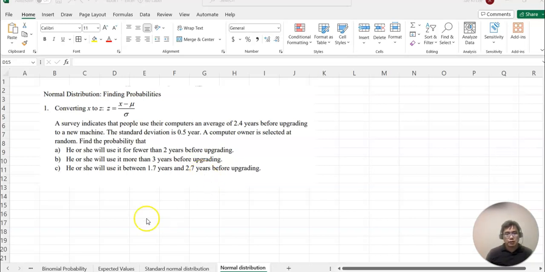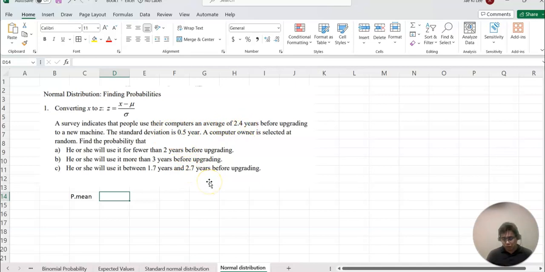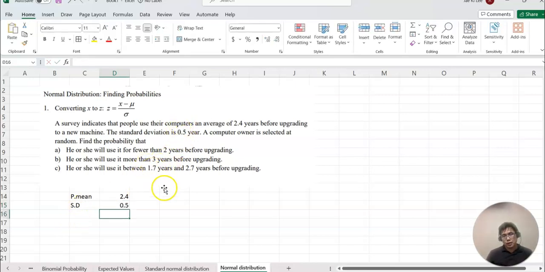Please look here. First of all, we need to find the population mean. The population mean is indicated in the sentence here, and it shows 2.4. Then we need the standard deviation, which equals 0.5. That's what we need. All right, then let's do the questions.